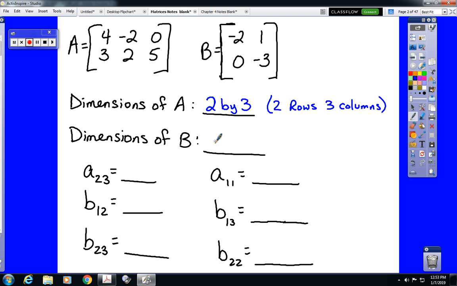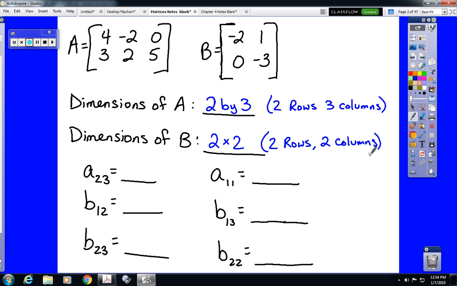Matrix B is a 2 by 2 matrix because it has 2 rows and 2 columns. So that's how we always have to think about this. We always list the number of rows first and then the number of columns.